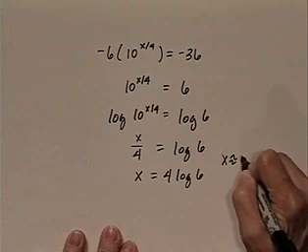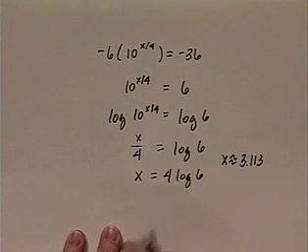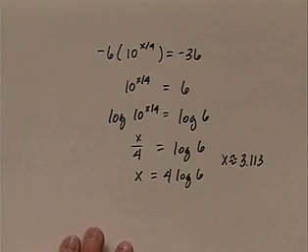Well, let's go to a calculator and get a decimal for that. We want to do 4 log 6, close parentheses. And that's about 3.113 if we were to round. So we can say that the solution to our equation is approximately 3.113.